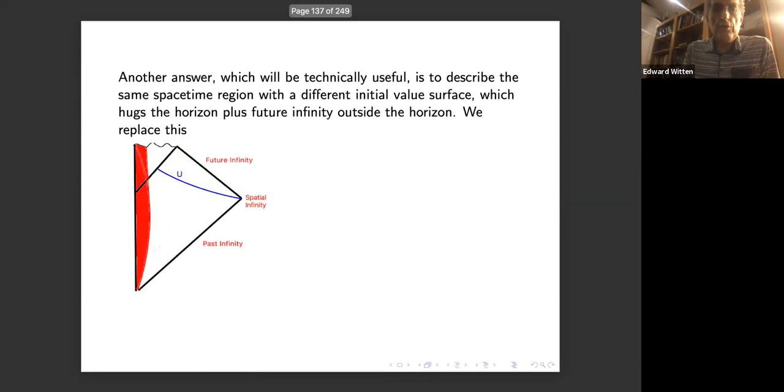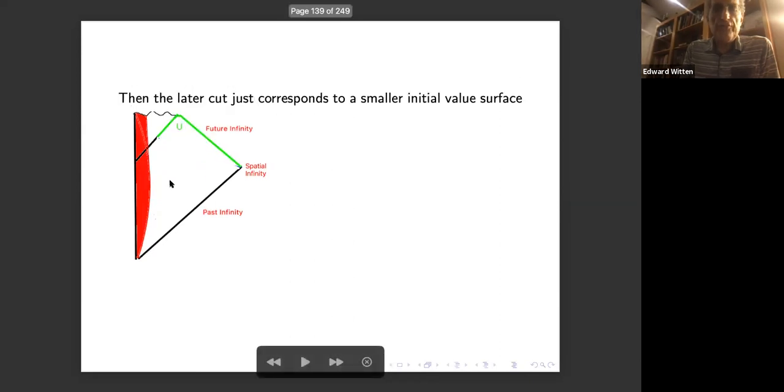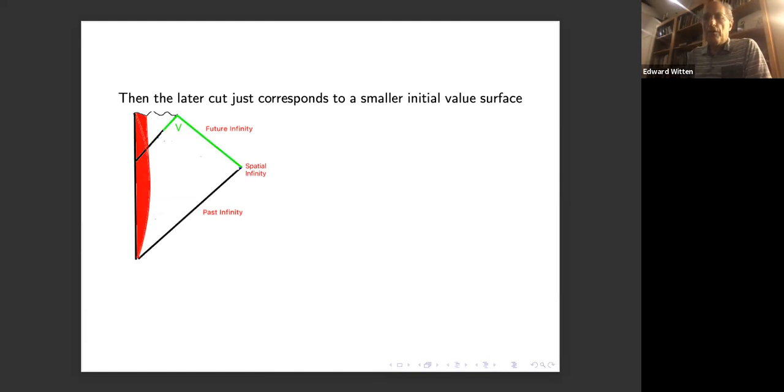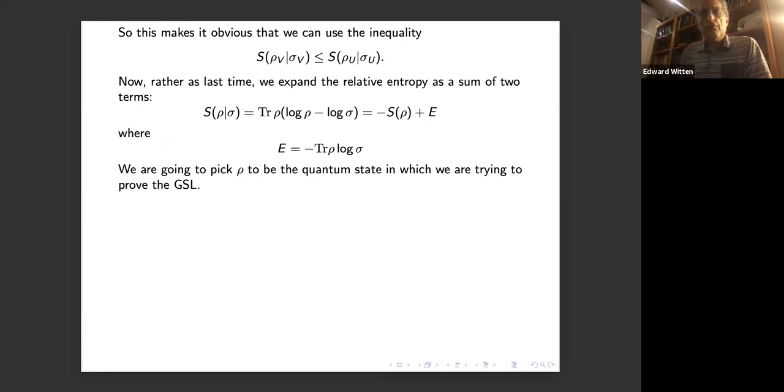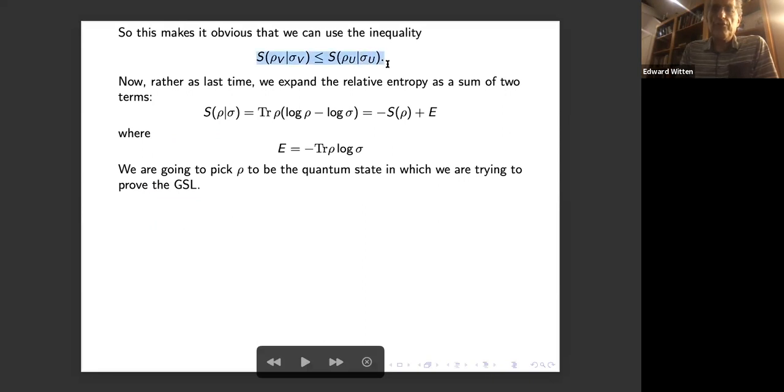So I can replace U by this initial value surface. And similarly, you see, I can replace V by this initial value surface. And now you see the later cut of the horizon is just naively a smaller initial value surface. So we can apply the notion of monotonicity of relative entropy in this context. So this makes it obvious that we can use this inequality, the Lieb-Ruskai, essentially inequality of monotonicity of relative entropy, in this situation.